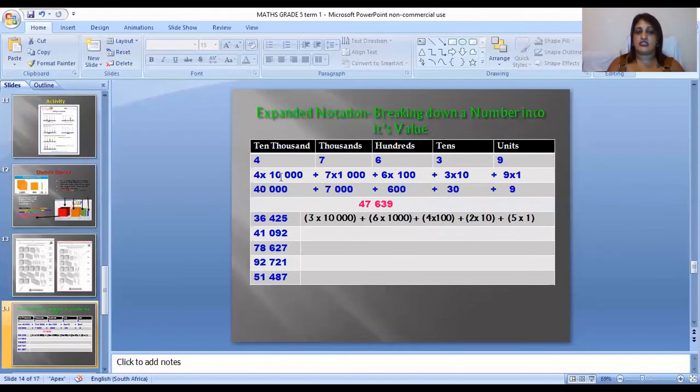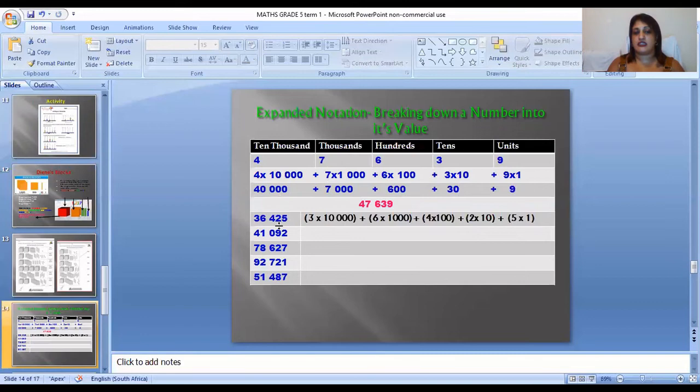So 4 times 10,000 gives me 40,000. 7 times 1,000 is 7,000. 6 times 100 is 600. 3 times 10 is 30, and 9 times 1 is 9. So altogether, my answer will add up to 47,639. Now, you've got an activity. You must break down these numbers. All are up to 10,000. So I've got 36,425. Done for you, and you do the others similar to the one I've done.